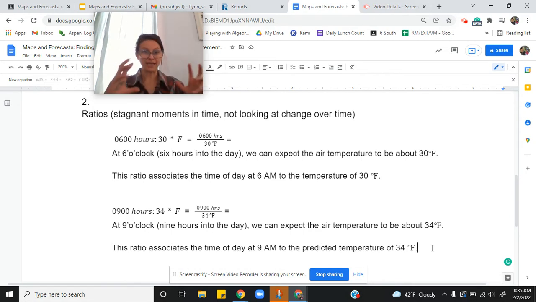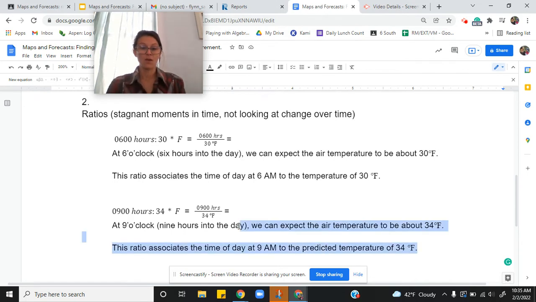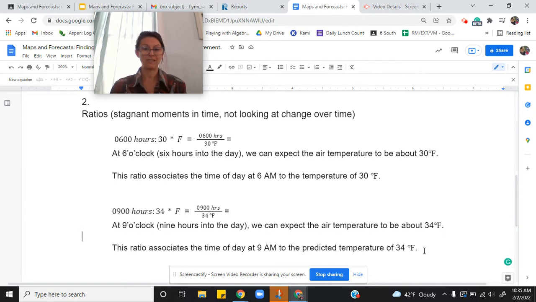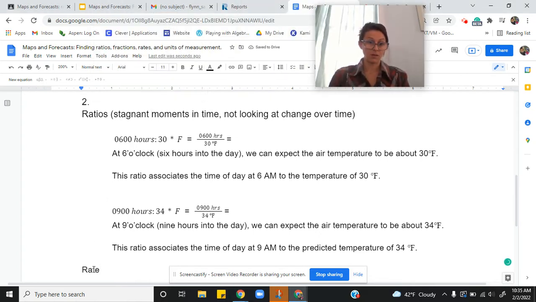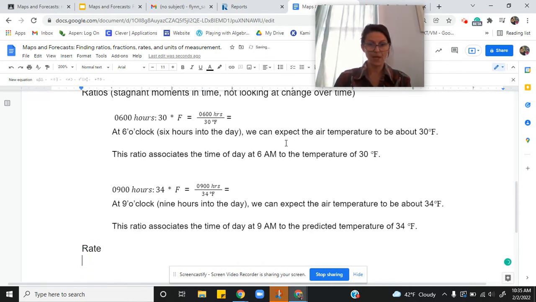We have two stagnant moments in time. The temperature at 6 a.m., the temperature at 9 a.m. Let us now form a rate of change. And then hopefully a unit rate. This is 11 font, so I want them to be the same. Okay. And indent.